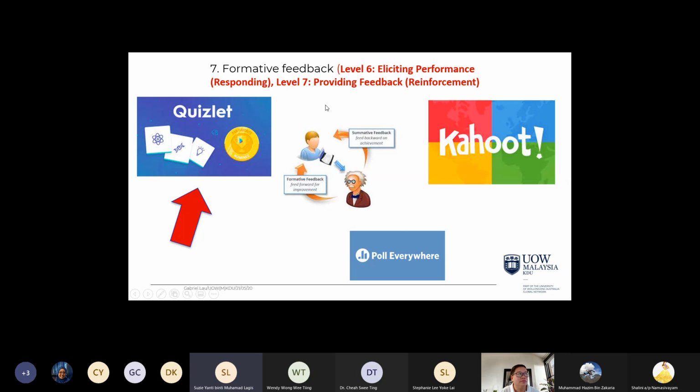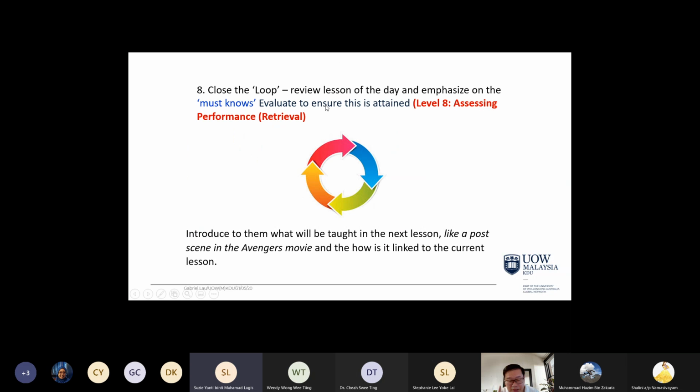Okay, similar. Number 8, or should be number 9, close the loop. Every lesson is a loop. Starting, introduction, what are the lesson learning outcomes? What did you learn last week? How did it link together?